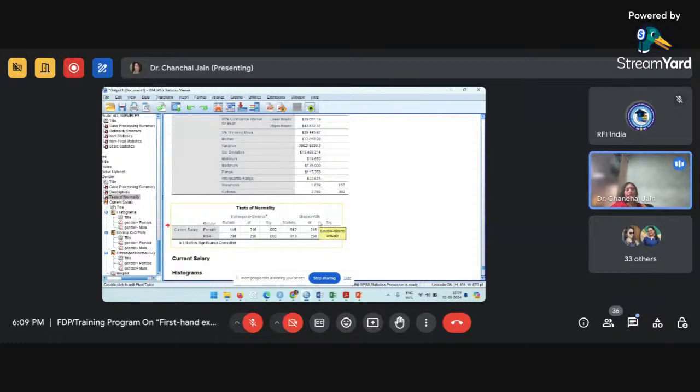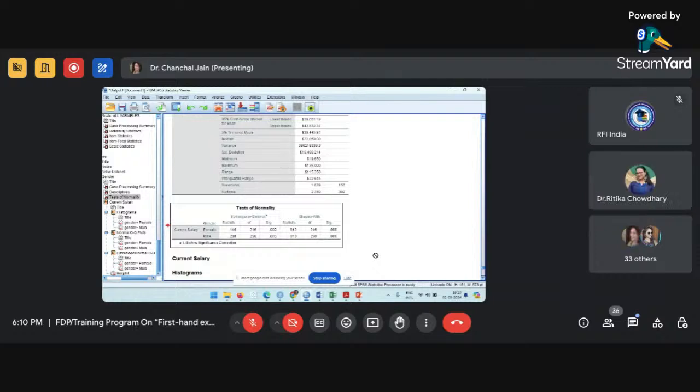Can anyone tell me what the hypothesis for Shapiro-Wilk is? Yes? The variable is normally distributed. Very correct. The variable is normally distributed, and this is the null hypothesis, right? But our data is not supporting the null hypothesis. We are concluding that the variable is not normally distributed. So that means current salary, for both the male group and the female group, is not normally distributed, right? Fine.